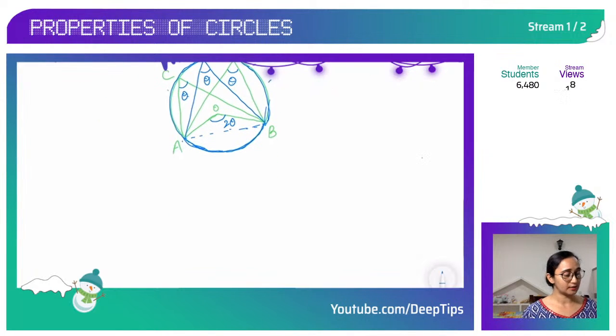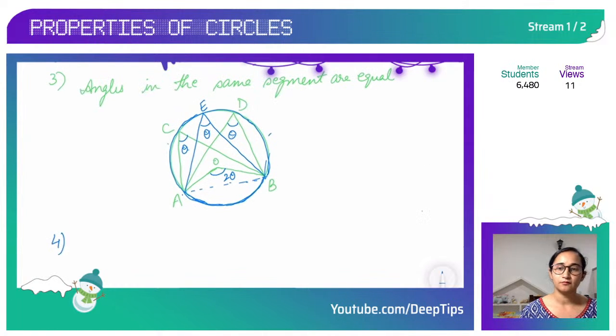So I hope you are clear with this theorem. This theorem is mainly used to calculate unknown angles. Sometimes this theorem comes for a 3 marks question where they give you a few angles and you have to find the unknown angles. So you use this theorem to calculate the unknown angles in the given question. Okay.